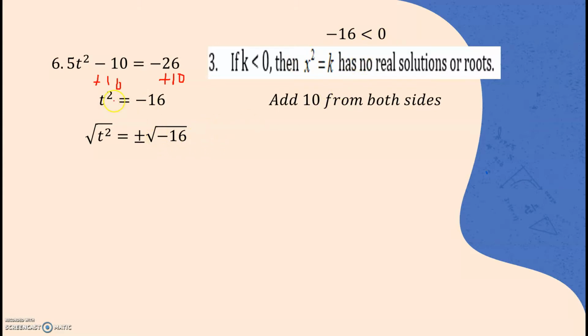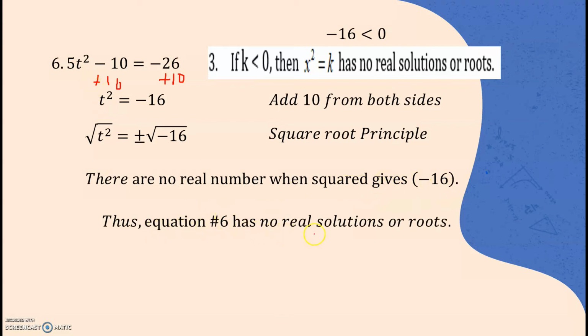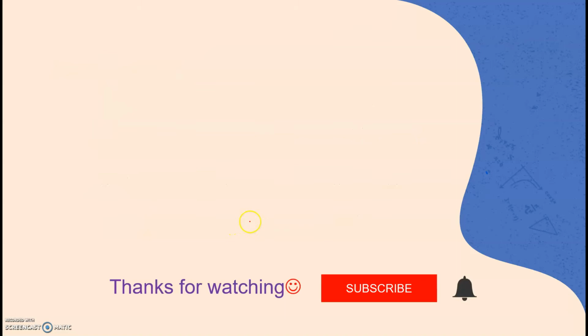If it's less than 0, that means no solution. Because when you take the principal square root, plus or minus the square root of 16, is there a number that when you square it, the result is negative 16? When you square the number, the resulting number is negative 16. There is none. So, if there is no real number that when squared gives negative 16, then equation number 6 has no real solution at all. So that is your answer: no solution at all.